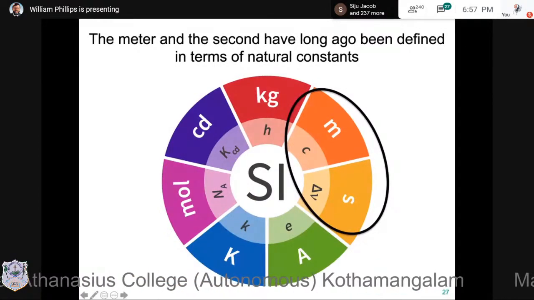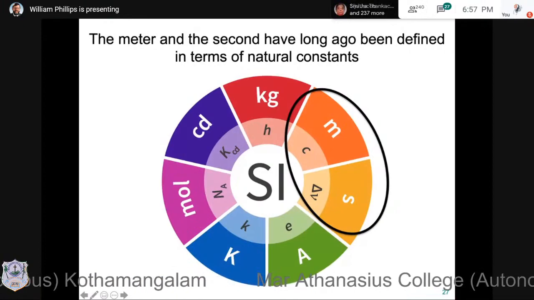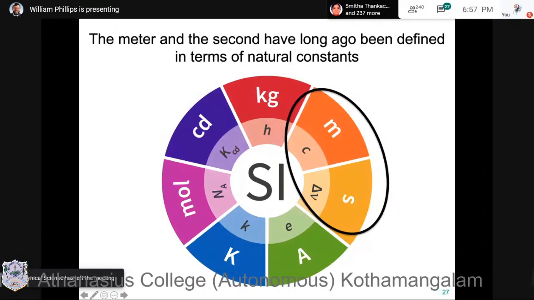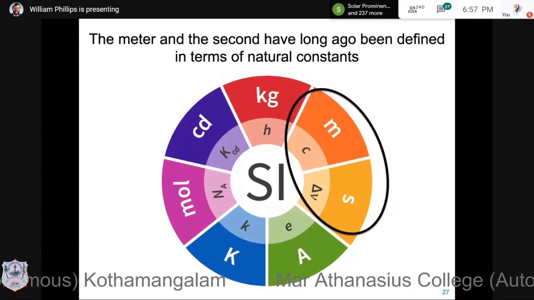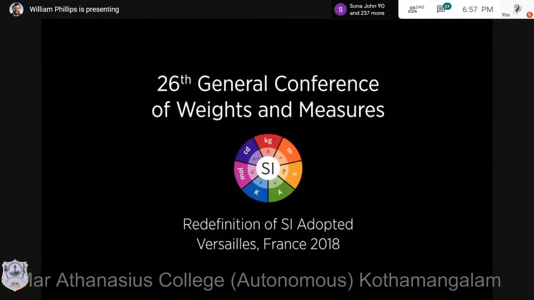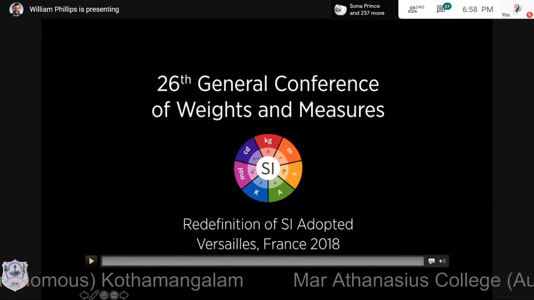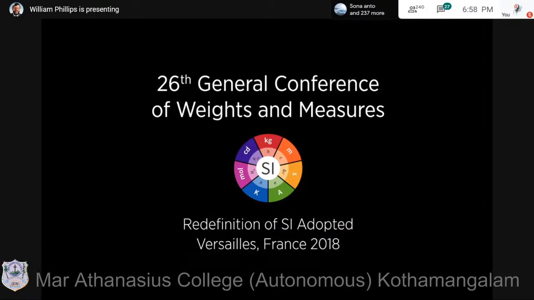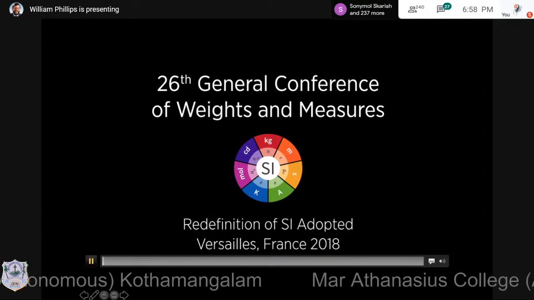So now all of the units, well, the meter and the second have long been defined in terms of fundamental constants. The meter by defining the speed of light, the second by defining the hyperfine frequency of cesium. So now all the units have been defined in terms of natural constants. And so I want to play for you a movie of the international conference that adopted this legally. And I think you'll find this quite interesting.